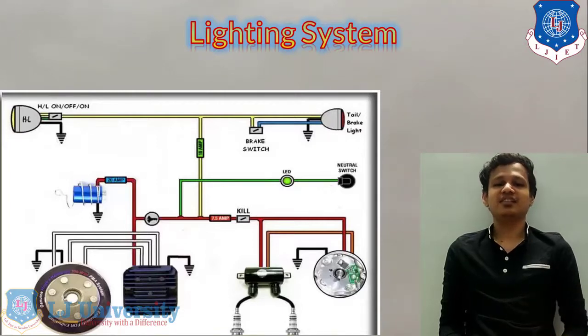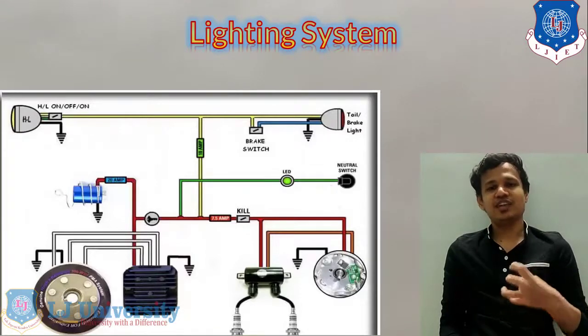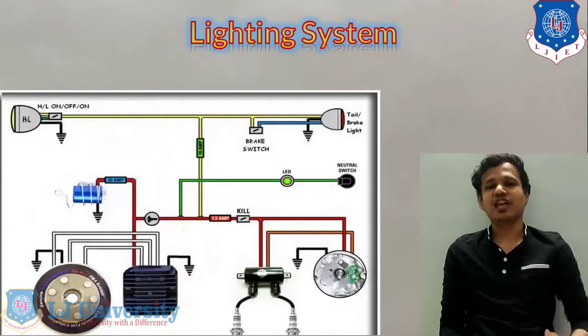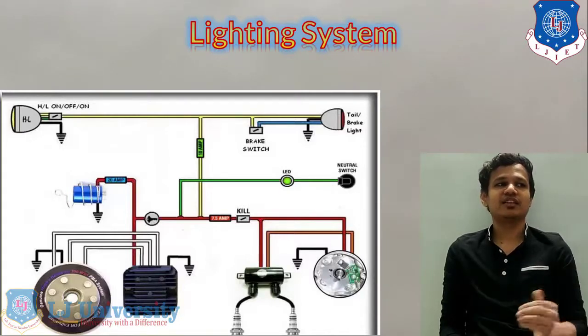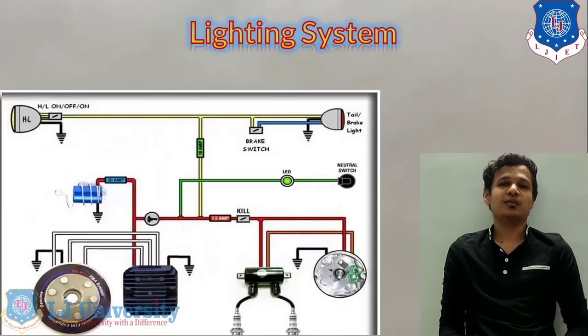Next is the lighting system. Now, in the case of the lighting system, there are different types of lights which are being used in the case of the two-wheelers. Here you are seeing the diagram for the headlight and the tail light, or we can say the brake light.